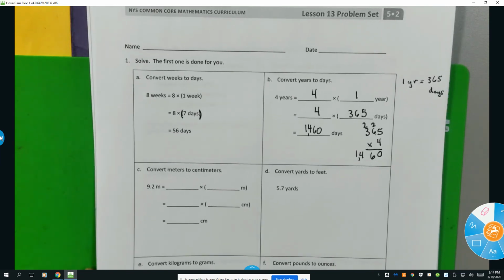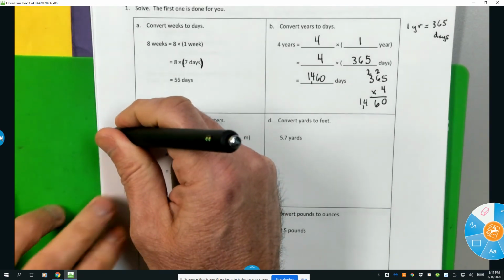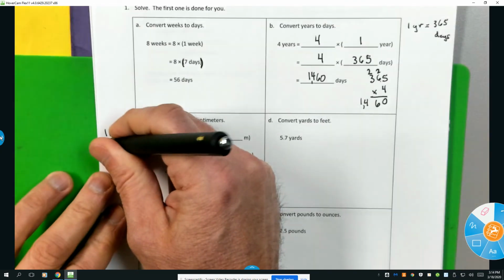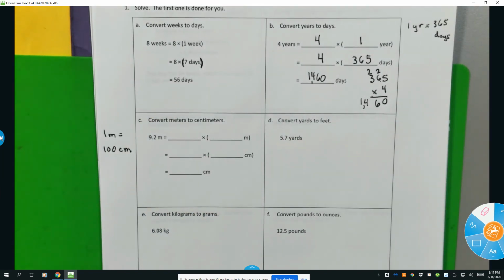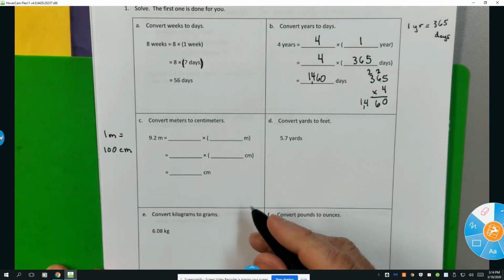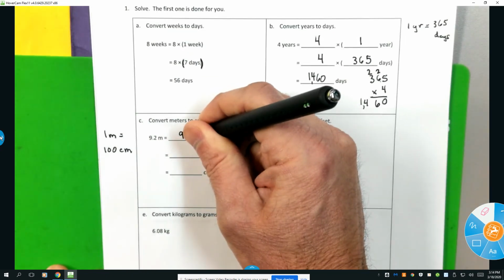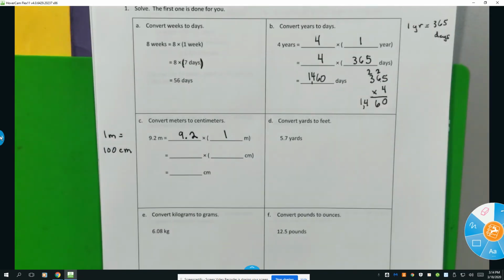Okay, meters to centimeters. So think about this. 1 meter, I'm going to put it on the side, equals how many centimeters? 1 meter is 100 centimeters. Okay, so now I want you to get right into this and say, so 9.2 meters is the same as saying 9.2 times 1 meter. Okay, catch yourself up.